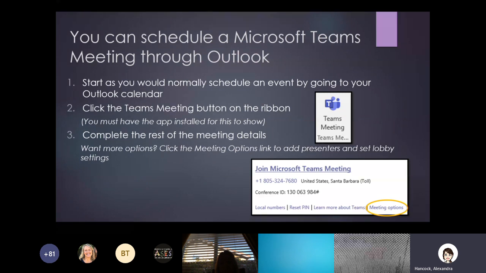In that meeting options area, you can add presenters and you can set up different lobby settings. So you can allow everybody in, you can have them muted, you can add different presenters so that they can help you share content, mute and unmute. So that's when you would need to do those meeting options. However, if this is an informal meeting, everyone's going to chat, you don't need to worry about configuring those meeting options. All you need to do is just set up the invite and send it out via Outlook.